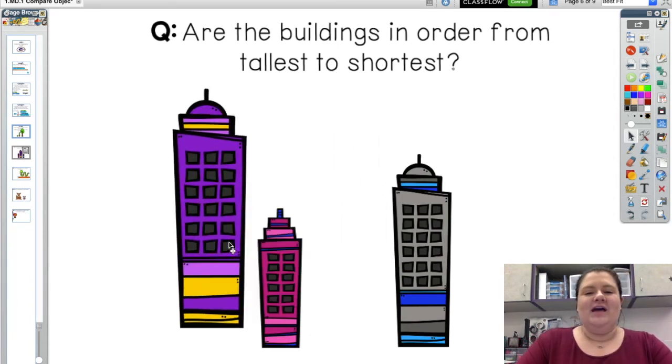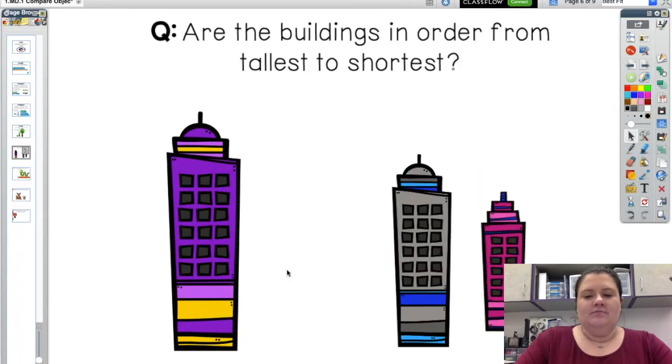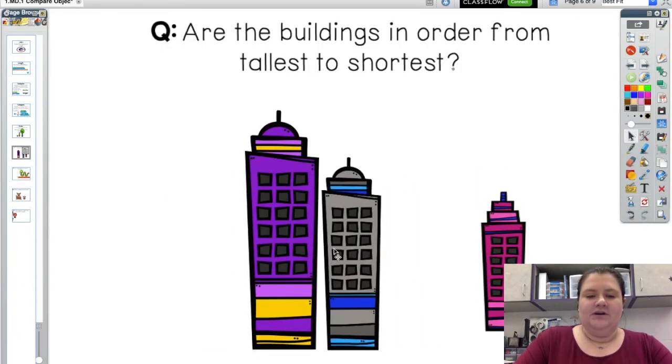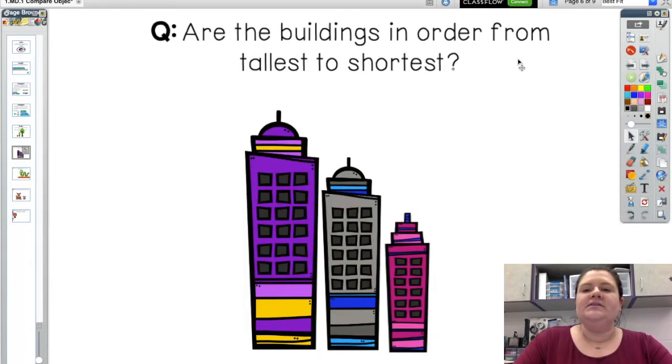Let's see if I can go ahead and fix it. The tall one is going to go right there. They're just going to line that up. Oh, perfect. I think this is it. Let's check. All right, so are the buildings in order from tallest to shortest? Well, the purple building's the tallest, followed by the gray building, and then followed by the pink building. So yes, this building is in order from tallest to shortest. All right, let's look at the next question.